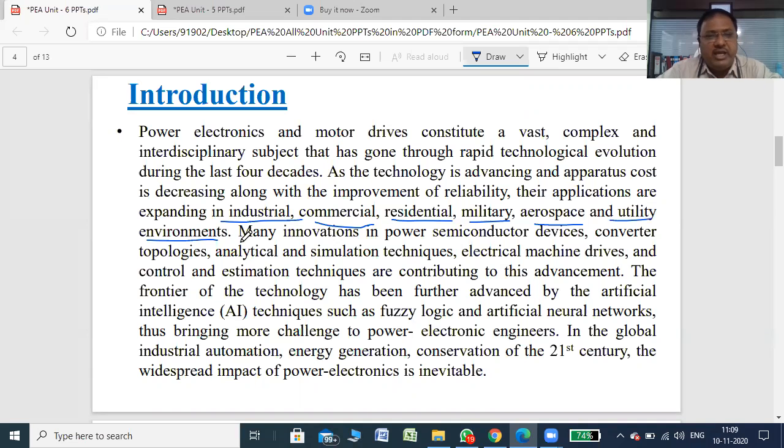So these are the application areas of power electronics. Many innovations in the power semiconductor devices, converter topology, analytical and simulation techniques, electrical machine drives, and control and estimation techniques are contributing to this advancement. The frontier of technology has been further advanced by artificial intelligence. Nowadays, artificial intelligence like fuzzy logic and artificial neural networks is also involved in power electronics. So that is maybe the main advancement in the 21st century.